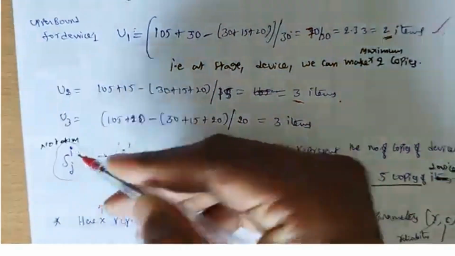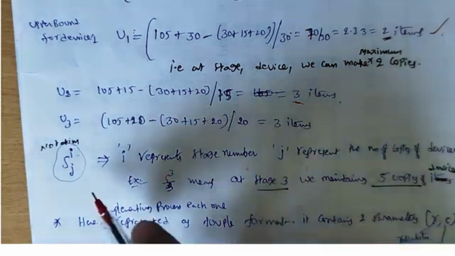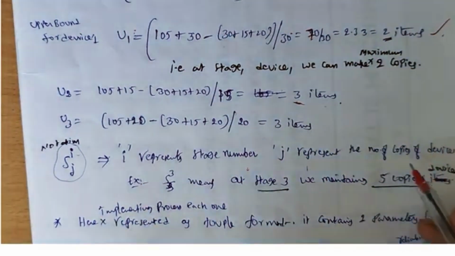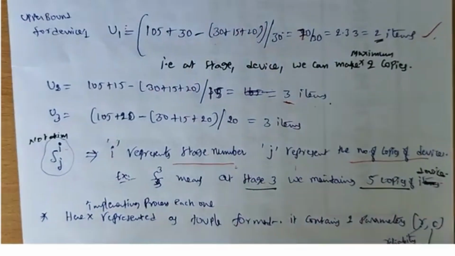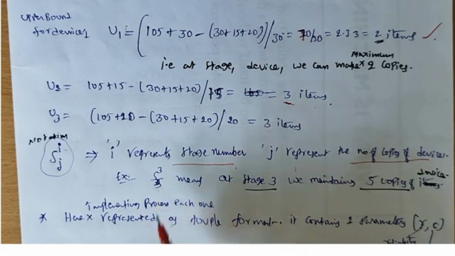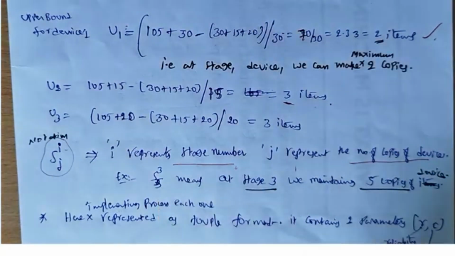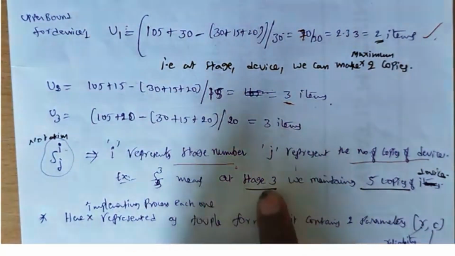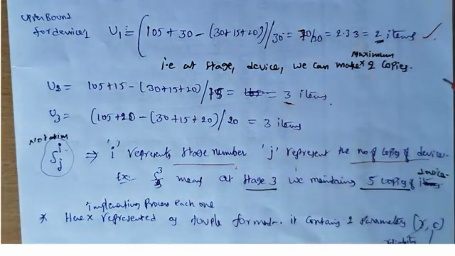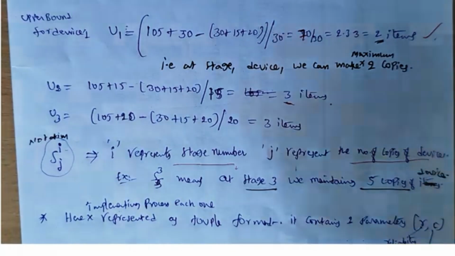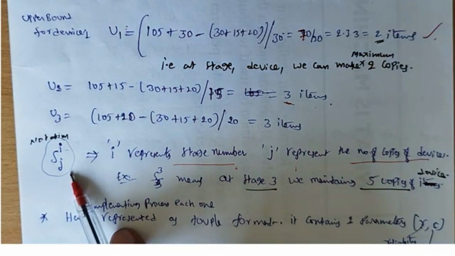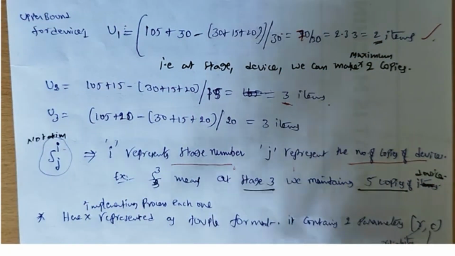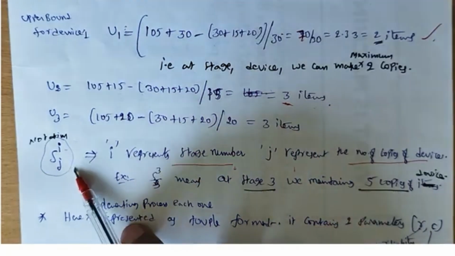Here i represents the stage number and j represents the number of copies in the device. For example, s power 3 base 5 means stage 3 maintaining 5 copies. This is just an example I am telling. This type of value we will use in the upcoming steps.